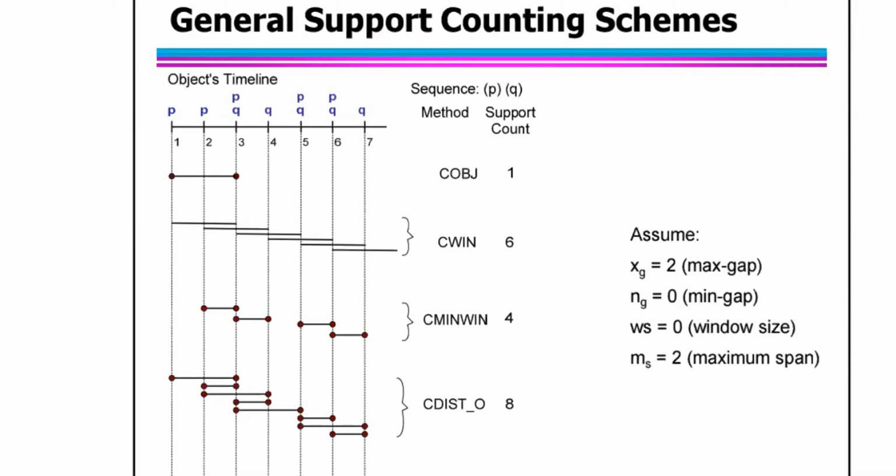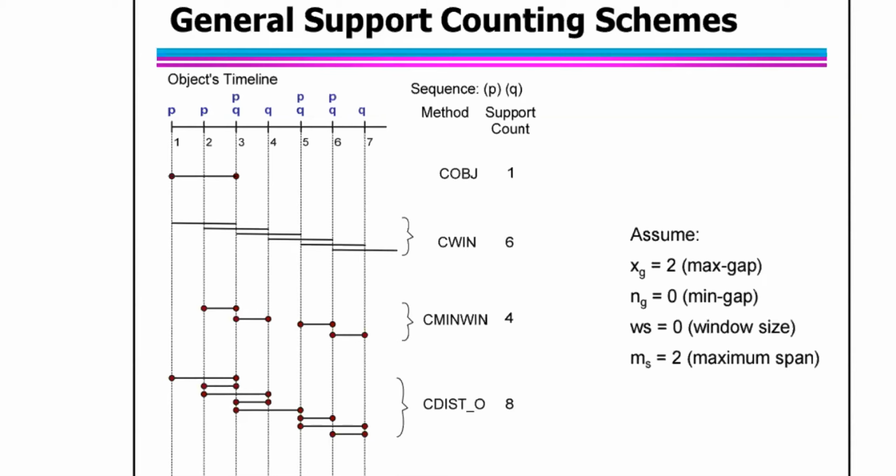So only these two we have to consider. Okay, clear? That is the COBJ, one occurrence per object. So you are using this supporting counting method, COBJ, one occurrence per object. And the second one is the CWin.